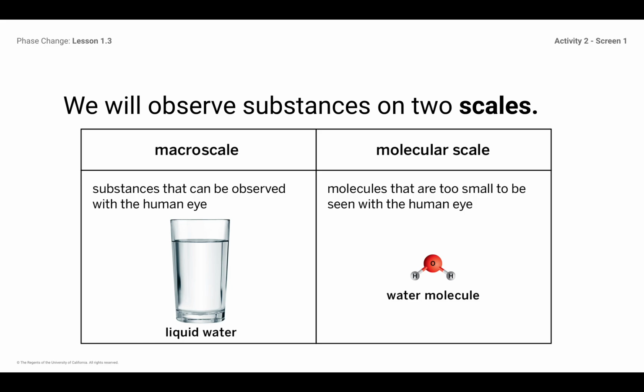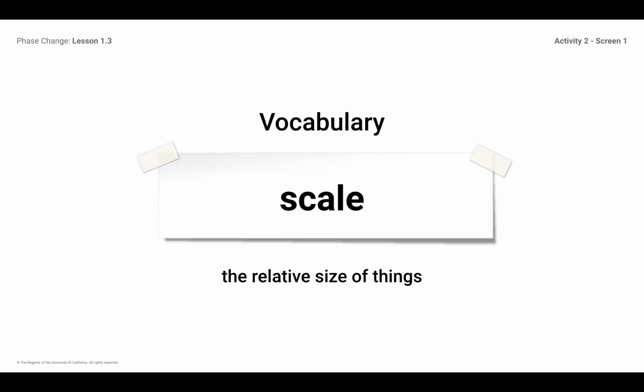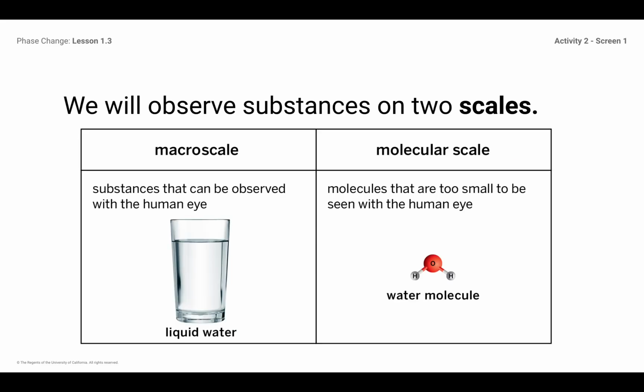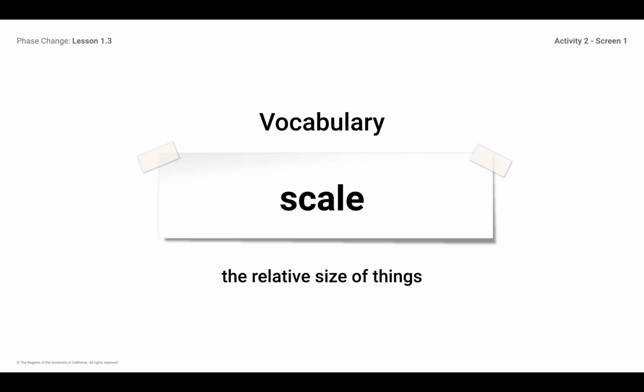In this little picture, you see a picture of a water molecule. A molecule is when you've got more than one atom bonded together. So, vocab word: scale, that's the relative size of things. Macro scale is big, things that we can see with the naked eye. Molecular scale is small, super small. In fact, so small that we cannot see it at all, and we have to use models to interpret what we think is going on.